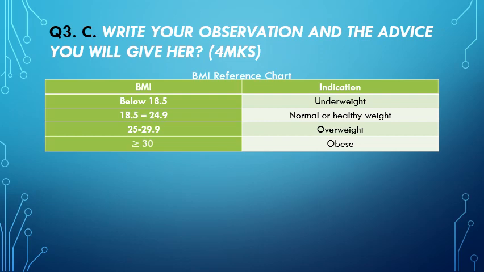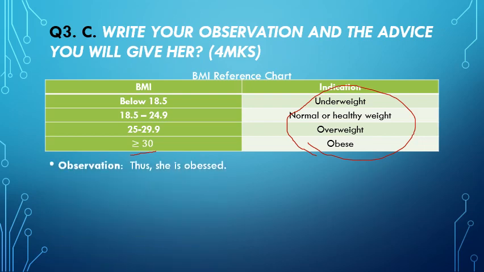So from our calculation in the last slide, we had a BMI of 43.37 kilograms per meter squared. Having that value in your mind and looking at this table, what does it tell you? What is the interpretation? Under which group does that lady fall? Is she underweight? Is she normal weight? Is she overweight? Or is she obese? It is very obvious that she falls under the category greater than 30, because she is 43. So our observation is that she is obese.